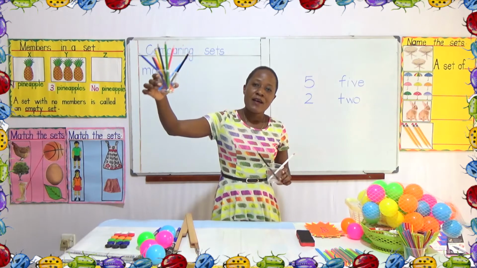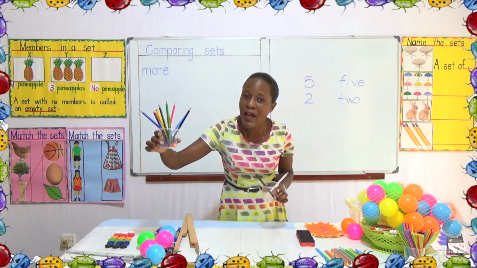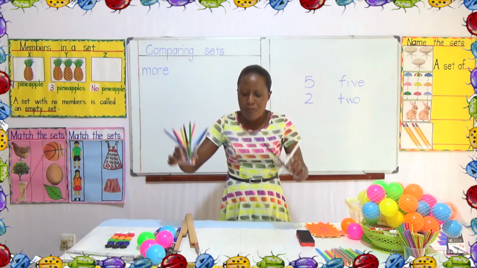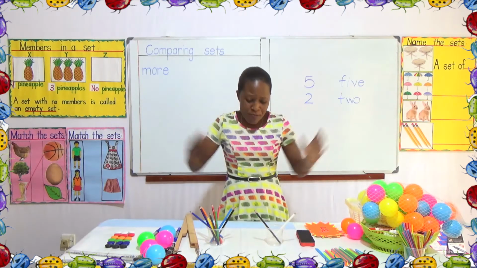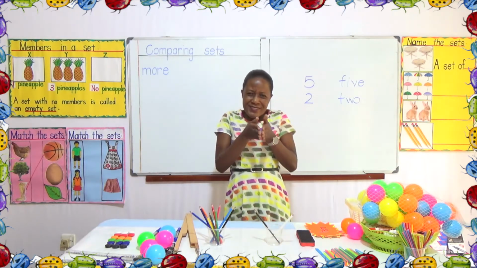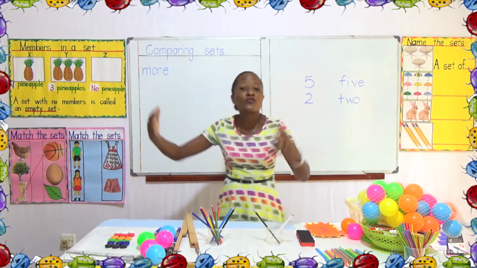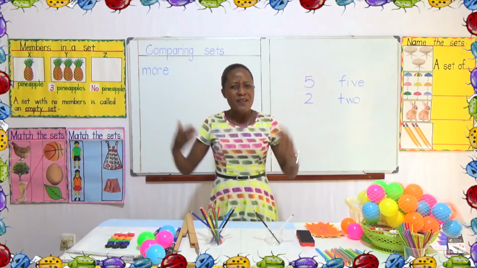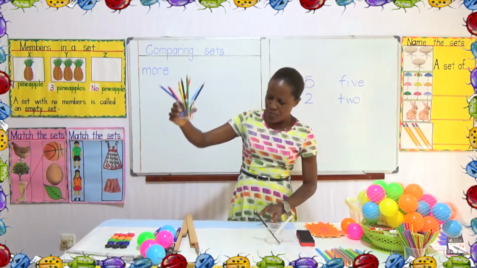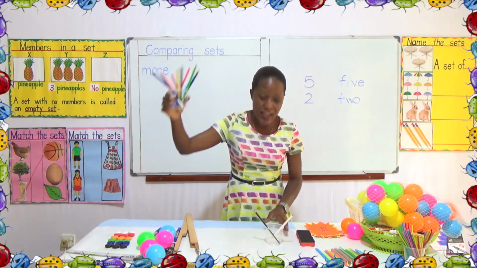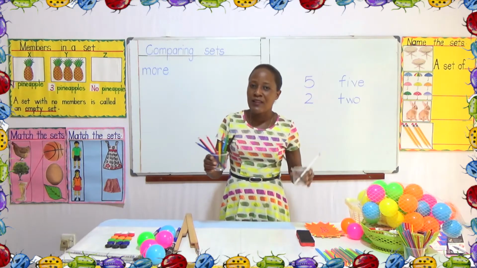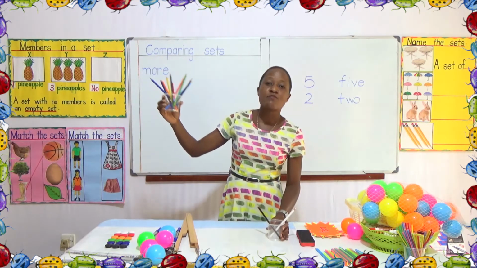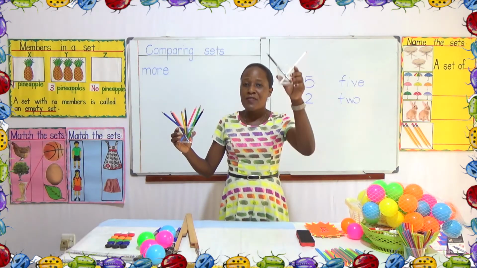This cup having 10 is the cup that has more colored pencils. They are many. But these ones here are few. You can imagine we counted 1, 2, 3. We counted so many. So, this cup has 10. And this one has 2. We shall say, this one having 10 has more colored pencils than this other one.